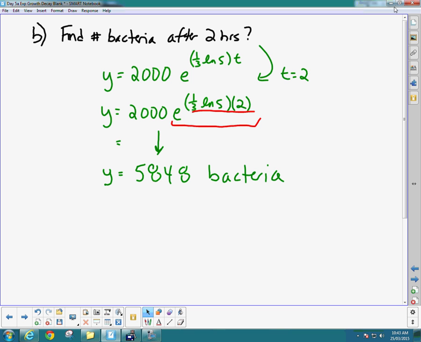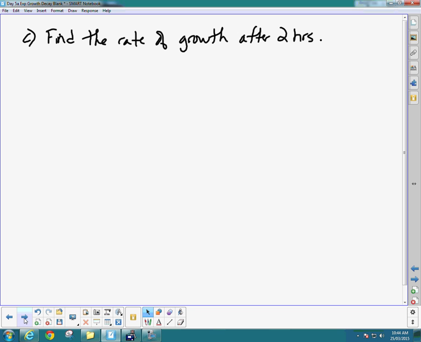So that's great. But what else we can do here is start asking some calculus, because we haven't really used any calculus yet. So instead of asking the exact number of bacteria at 2 hours, I'm now curious about how fast it is growing at 2 hours. So the rate of change, the rate of growth at 2 hours. I know there's whatever, 5,800 bacteria there at 2 hours, but how fast is it growing then?